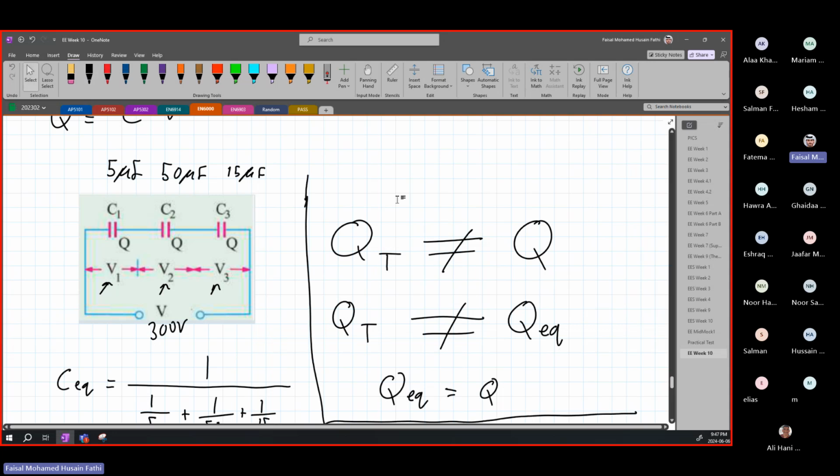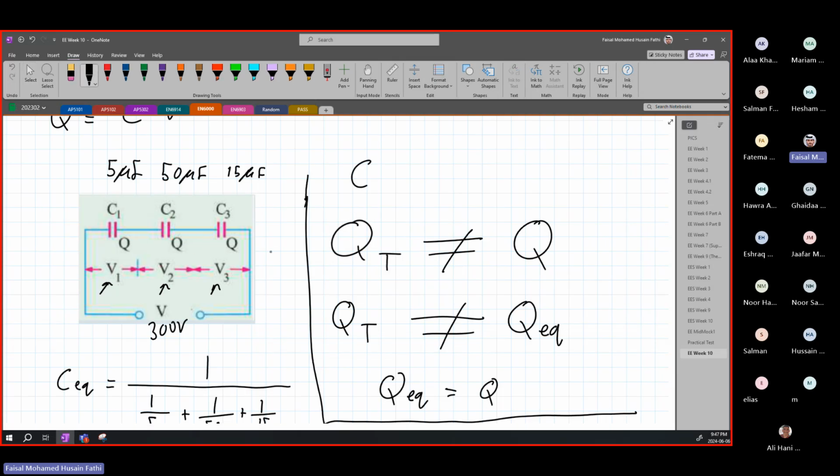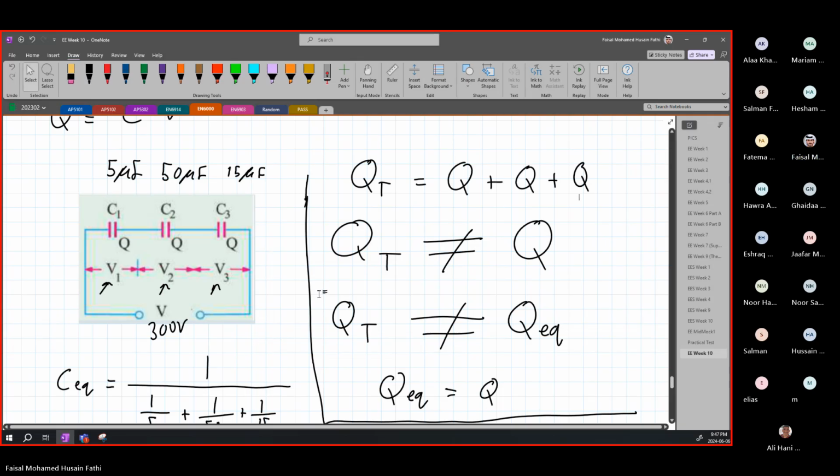Because when you're talking about total charge, you're going to be adding up the charge of each capacitor. So Q total is equal to Q plus Q plus Q. This is the difference. Okay? Q equivalent is not the same as Q total. Q total is just this equation. You're not going to be using Q total anywhere for a series circuit.